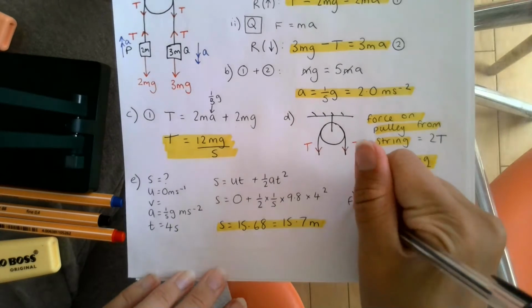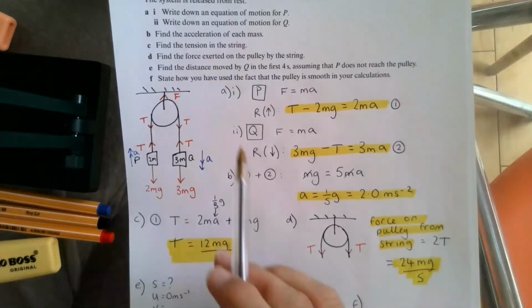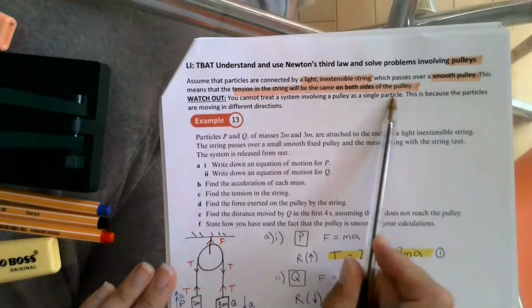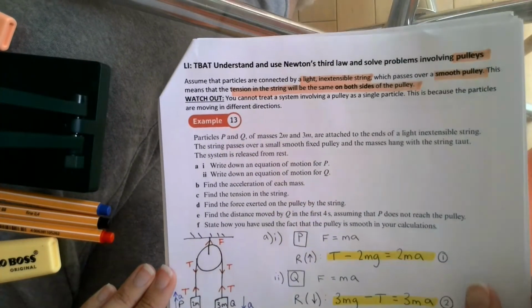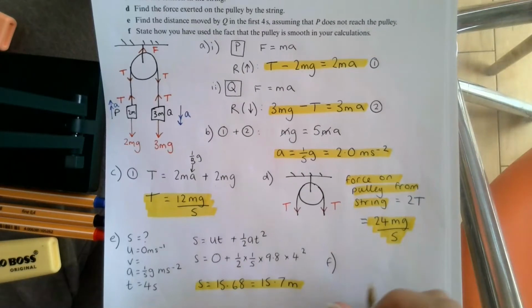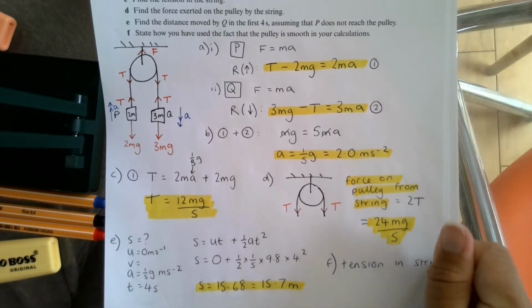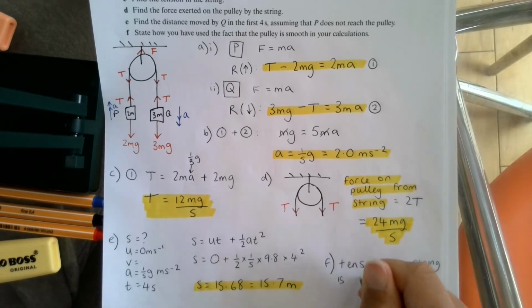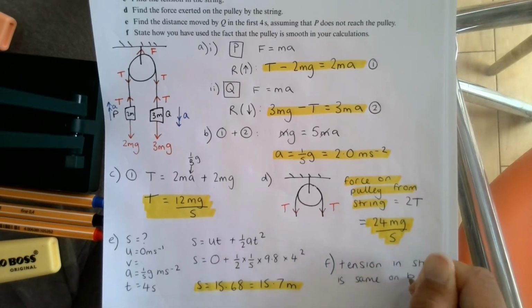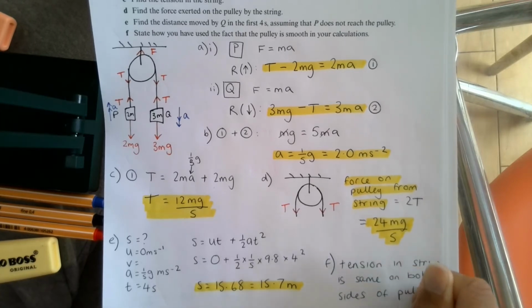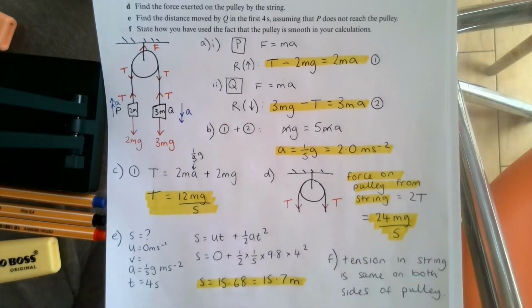And the final part of this question is part F, which says, state how you have used the fact the pulley is smooth in your calculations. And that's just part of the assumption we talked about up here. So, tension in the string is the same on both sides of the pulley. And that's my assumption.